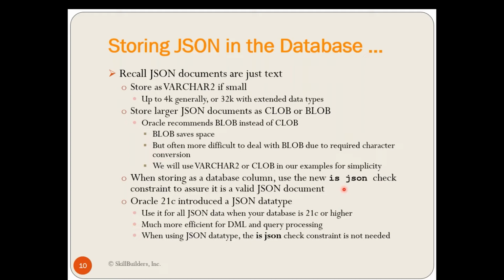Remember that 21c introduces a JSON data type. So when you get to 21c, that's what you should use for two reasons. One is a simple one: you don't need to use the JSON check constraint anymore. But another reason is they've implemented it in a very efficient way, and your DML, your insert, update, delete, and your query, your selecting, are a lot more efficient when you use the JSON data type. But for now, most of us are not working in 21c, so you're going to need the IS JSON constraint.